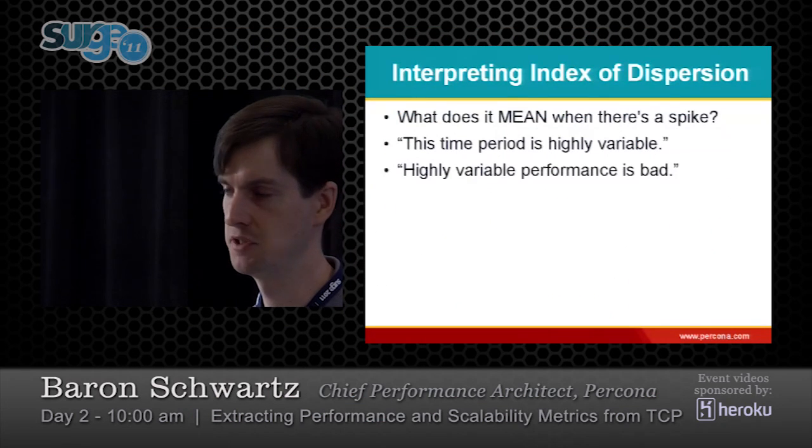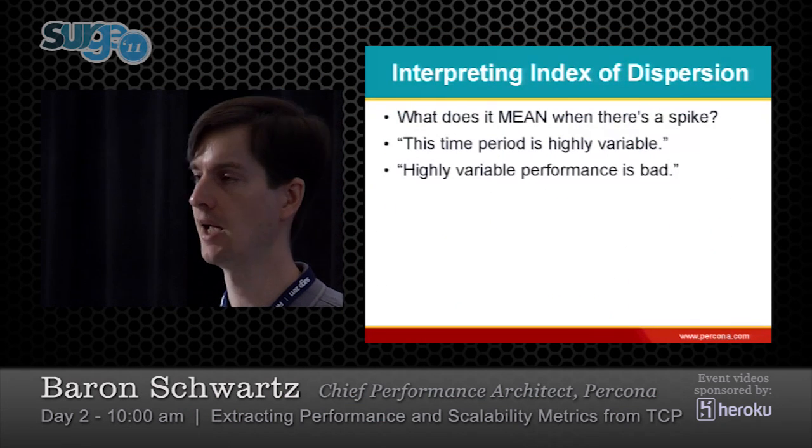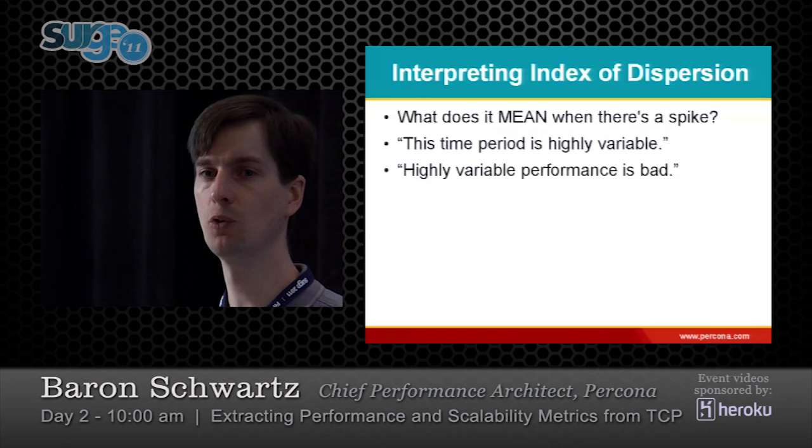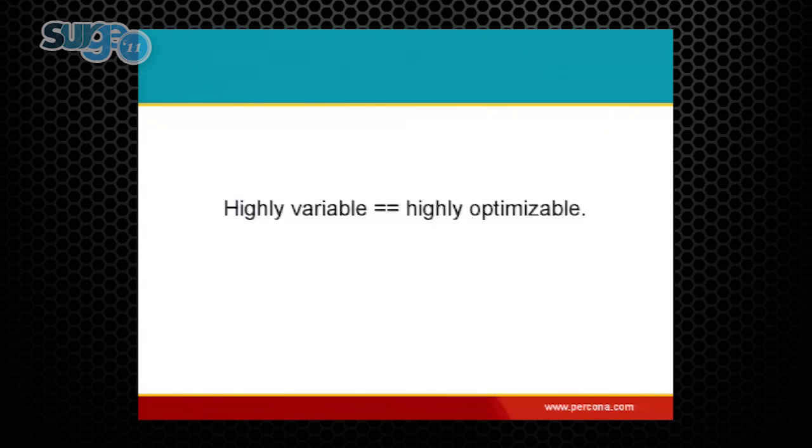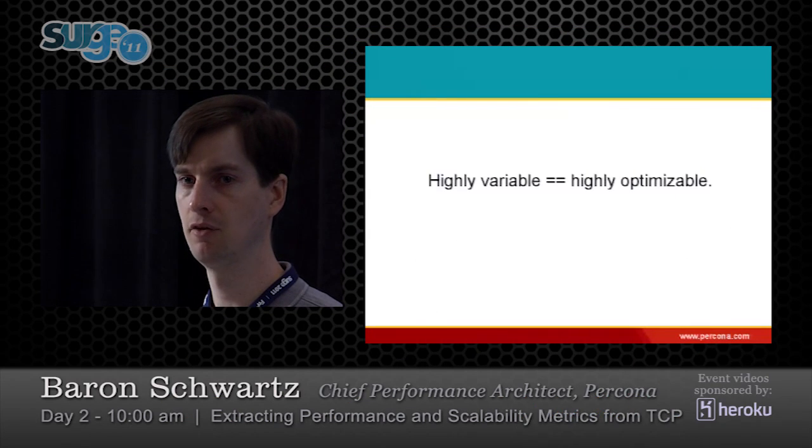So what does it mean when there's a spike? It means that it's highly variable, and highly variable performance is bad. Good quality of service is uniform quality of service. Good performance is uniform performance. Right? We want our systems to perform uniformly and predictably with low latency and low variation.